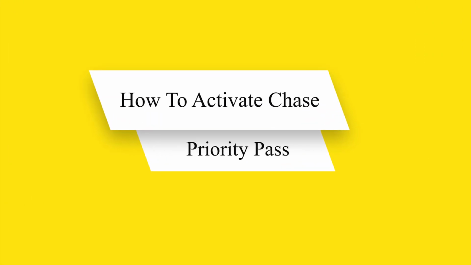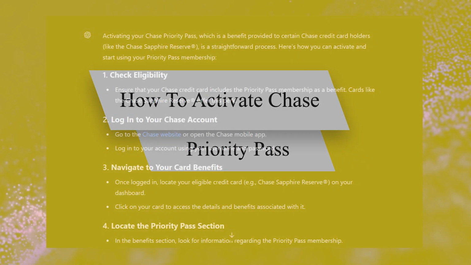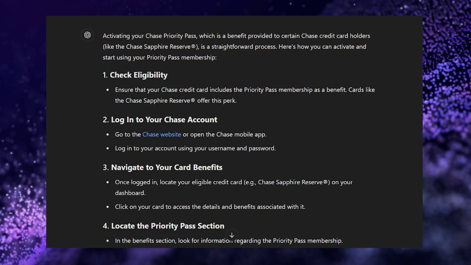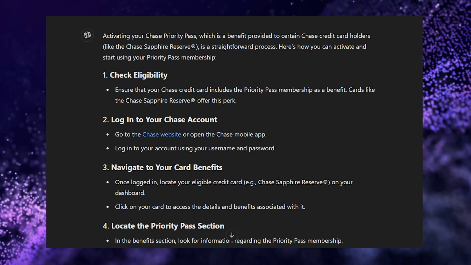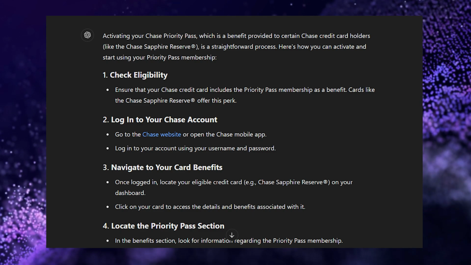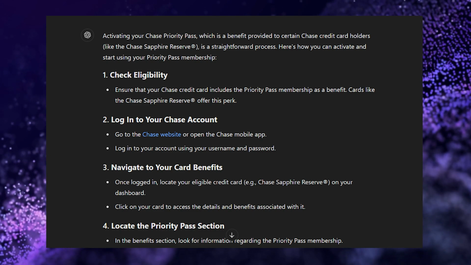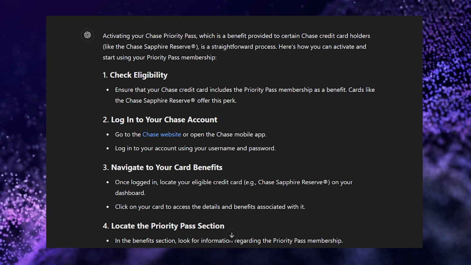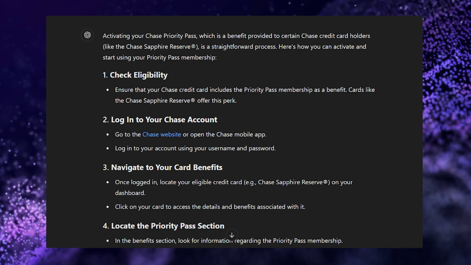Today I will show you how to activate Chase Priority Pass. So in order to do this, you'll have to follow these steps. The first step is checking eligibility. Ensure that your Chase credit card includes the Priority Pass membership as a benefit. Cards like the Chase Sapphire Reserve offer this perk.